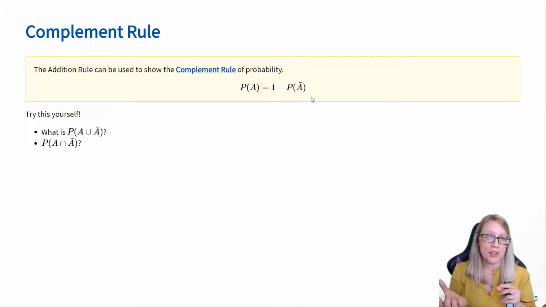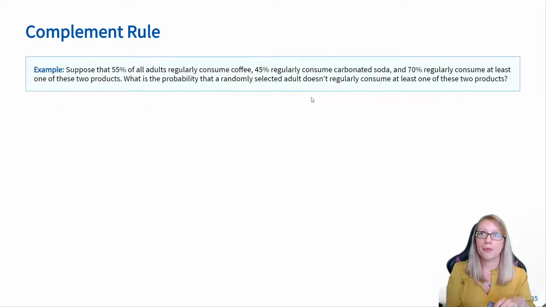An event is either within A or not. That's it. That's everything that can happen. The intersection of A and A complement is the empty set. Something cannot be in both A and A complement simultaneously. So this should follow then from the addition rule.